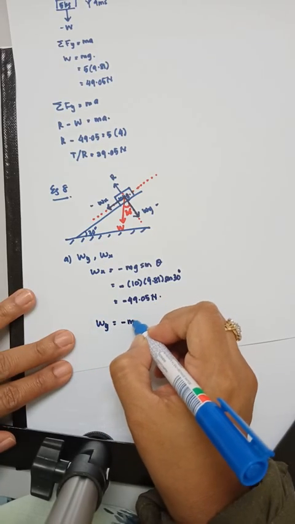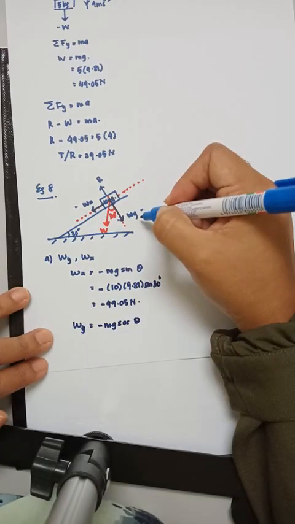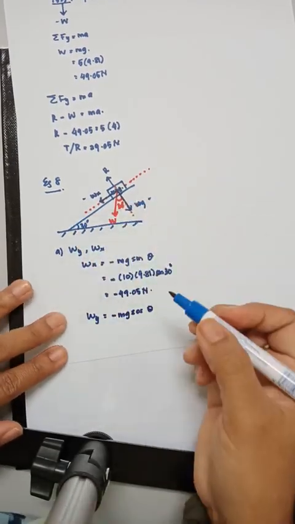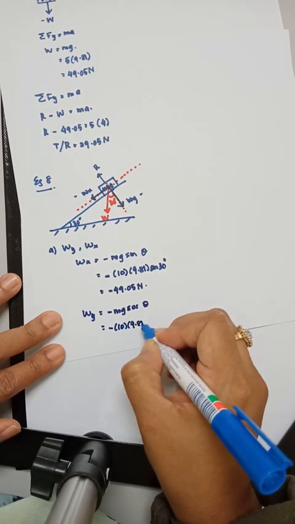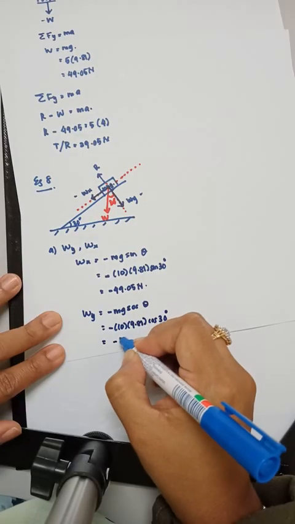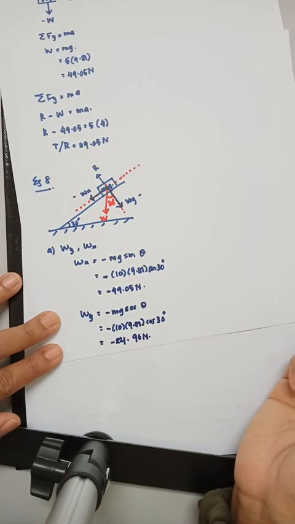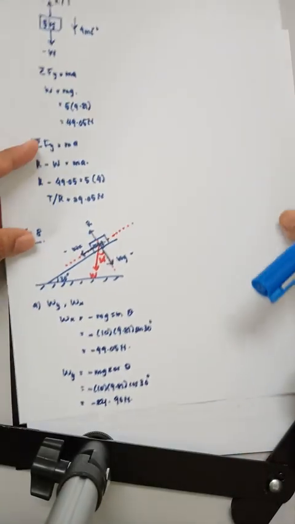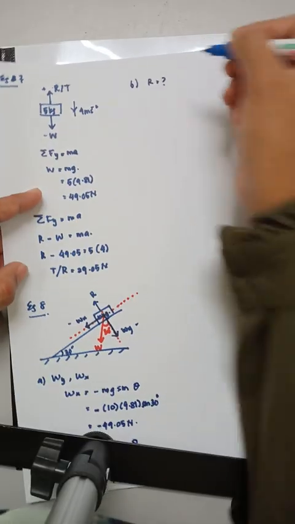WY is negative mg cos theta. Kenapa dia negatif? Sebab dia ke bawah. Okay, sebab yang ni ke kiri. So, negative 10, 9.81 cos 30 degree. So, negative 84.96 Newton. Okay. So, B, calculate the reaction force of the body.